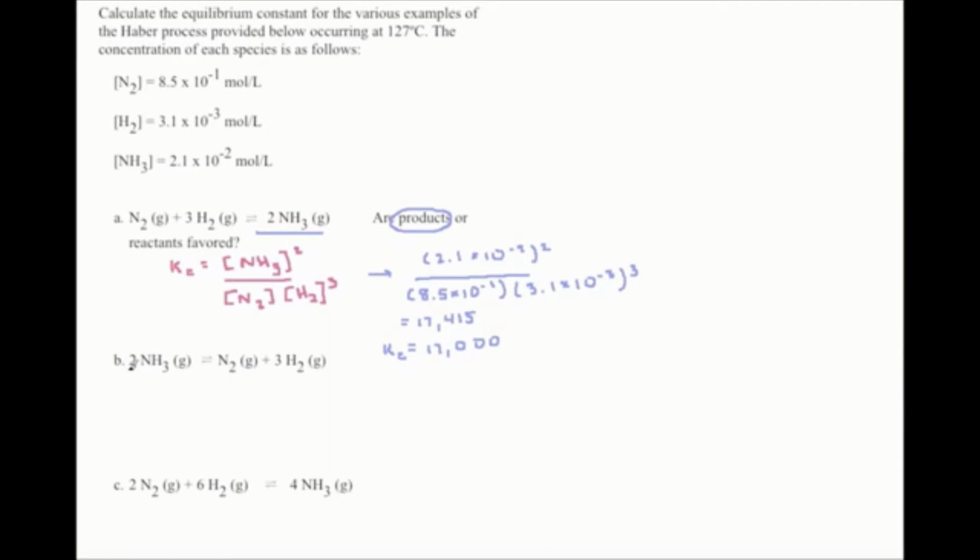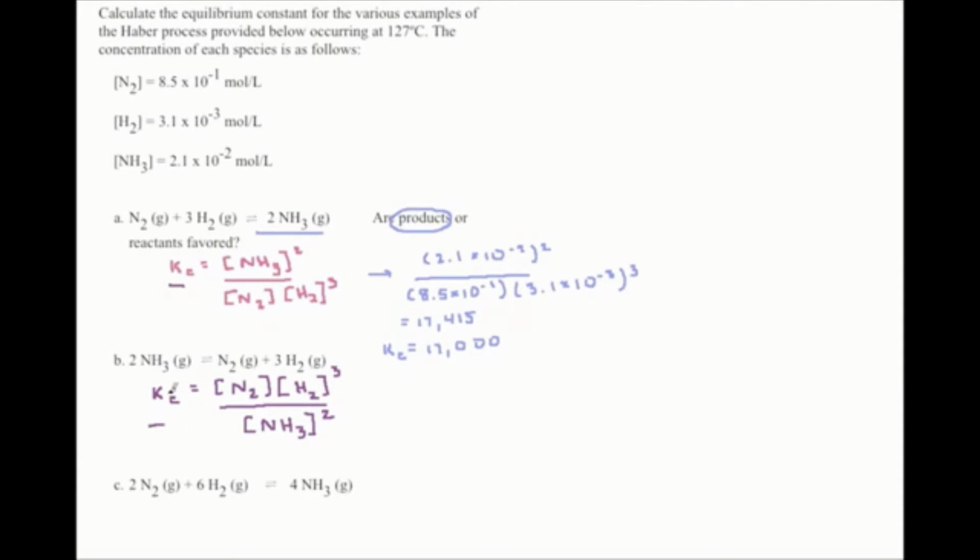So if you look at B, you should notice that this reaction right here is just the exact opposite of the reaction I had above. So my Kc for this is going to be equal to the concentration of N2, because that's now my product, times the concentration of H2, cubed, all over the concentration of NH3, and that is going to be squared. Now what you should notice is this versus this. How does my Kc here compare to my Kc here?